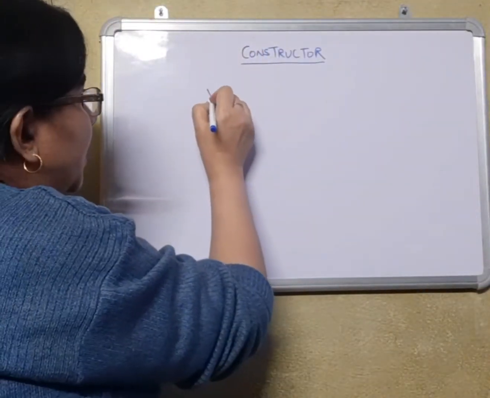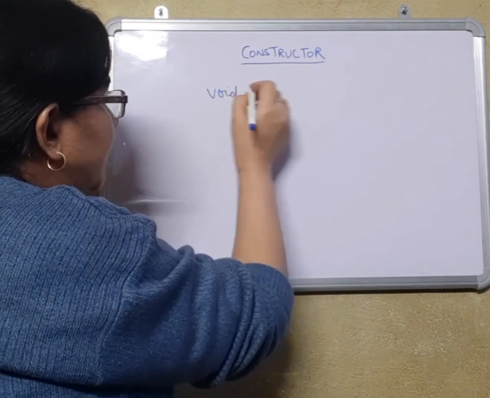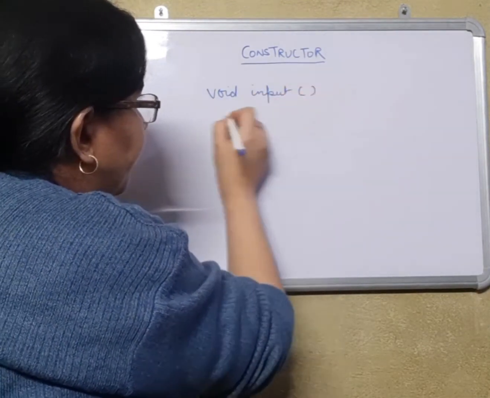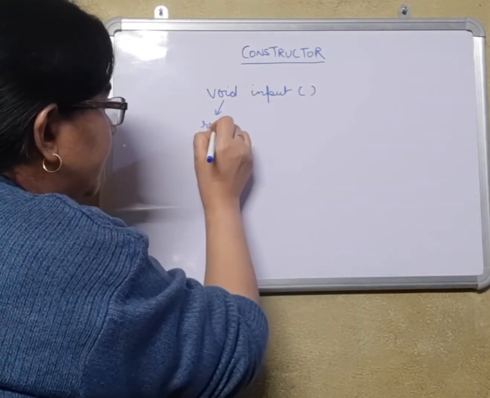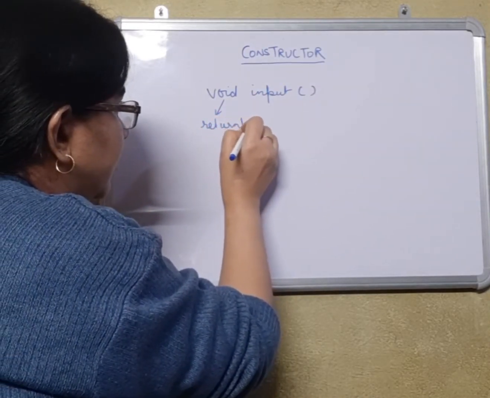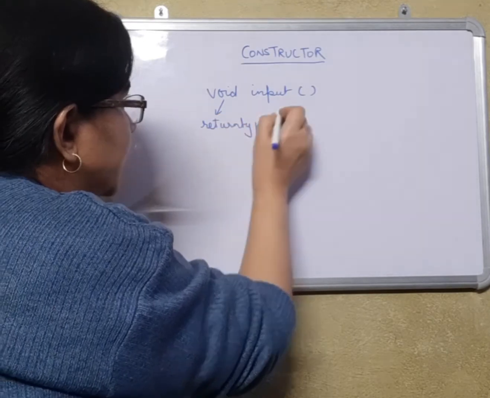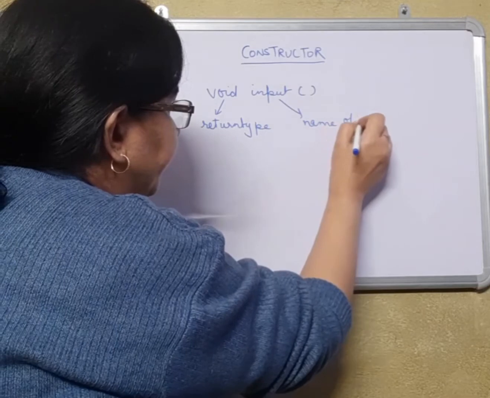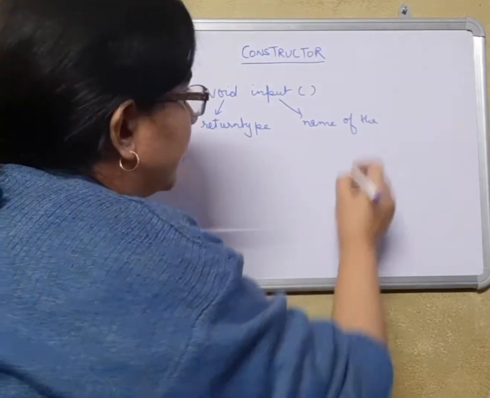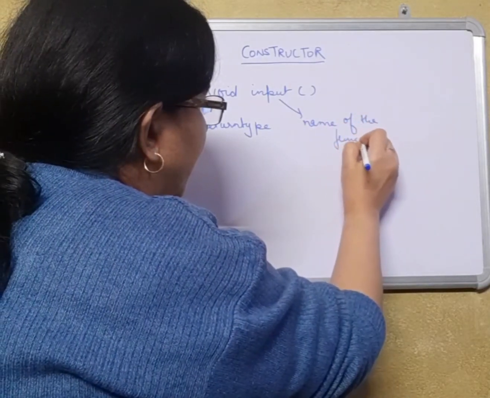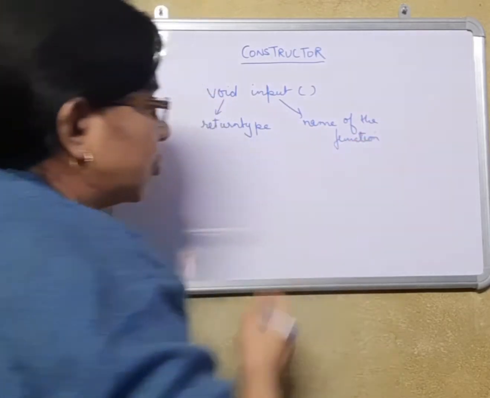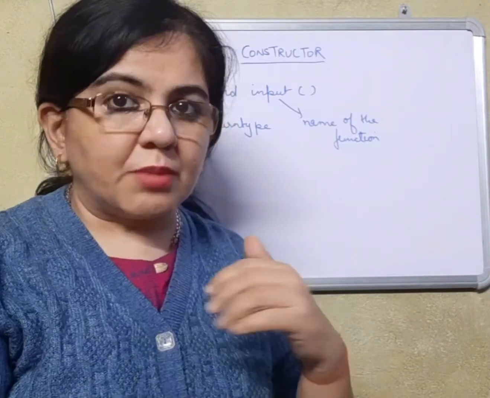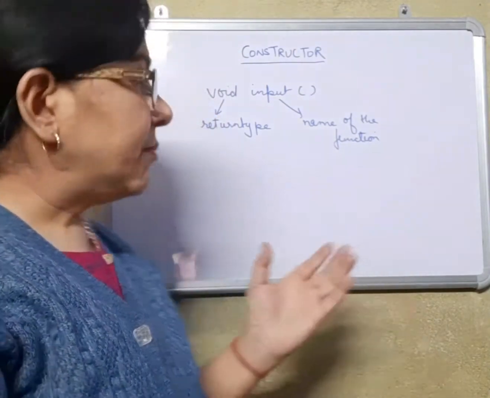What is a return type? Like mainly when you make a function inside a class, you write void input. This is what? This is a return type. And this is the name of the function. Now constructor I have told you the definition that it has same name as that of the class with no return type. So it has same name. Same name in what sense?